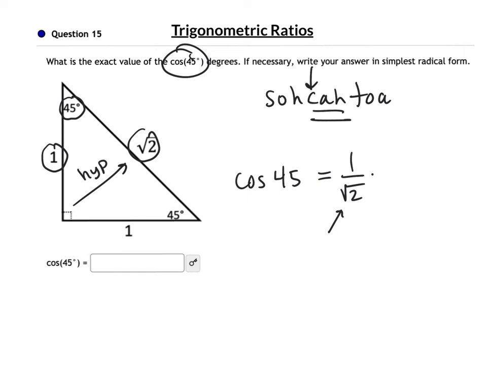We don't leave a root in the denominator. We make a 1 out of it, and we multiply straight across. 1 times √2 is 1 √2, or √2. √2 times √2 is the square root of 4. The square root of 4 is 2. √2 over 2 is the answer.